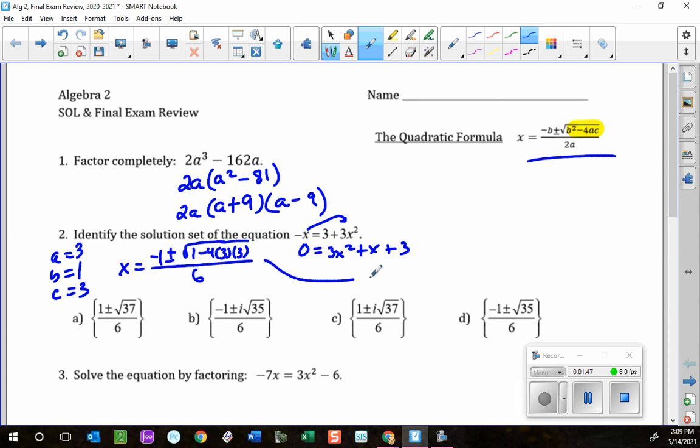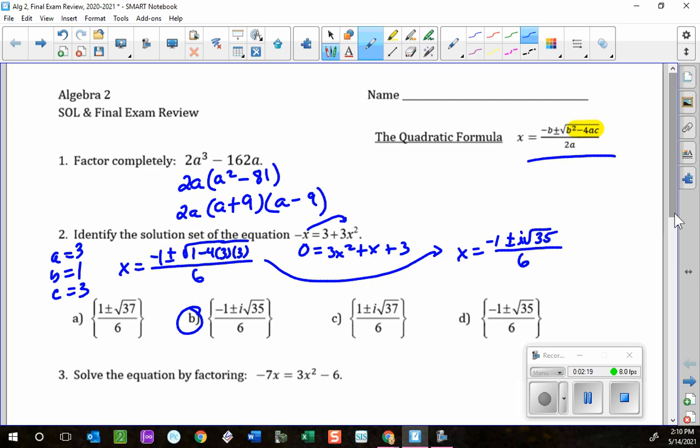So if I clean that up, that comes to negative 1 plus or minus the square root of 1 minus 4 times 3 times 3, so that's 4 times 9, that's 36. So 1 minus 36 is negative 35. So if there's a negative 35 in here, that means I'm going to put 35 there and put an i out front, because it's an imaginary number. All over 2 times a, so 6. Alright, so it's looking like letter D. Nope. Letter B.